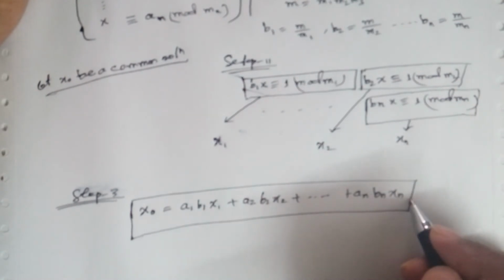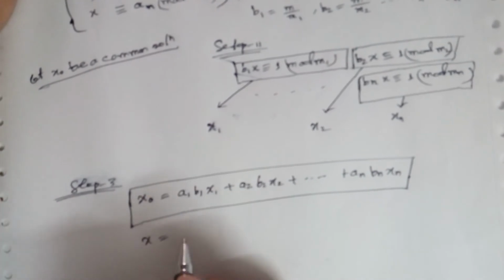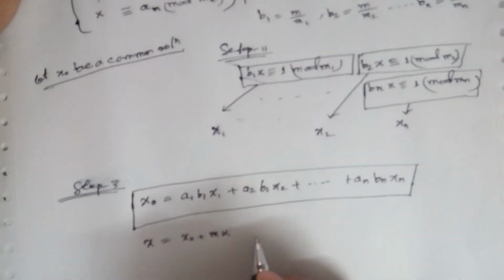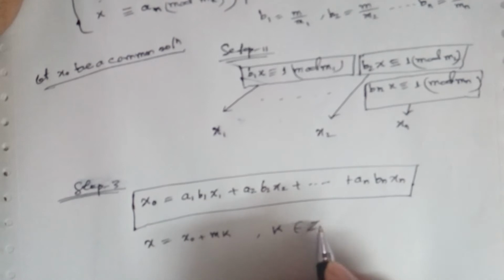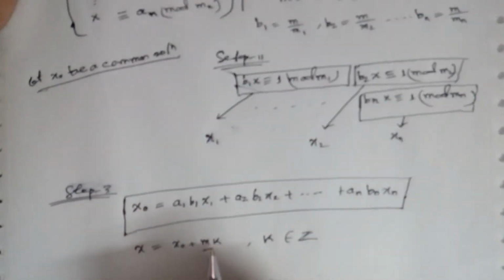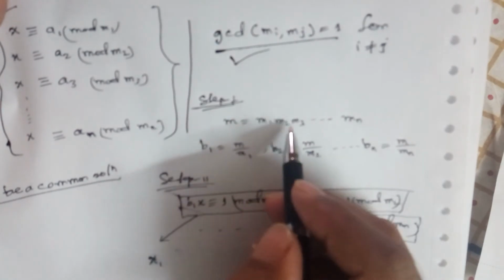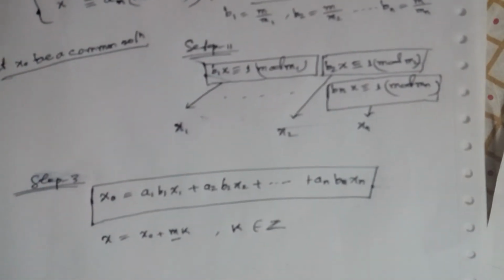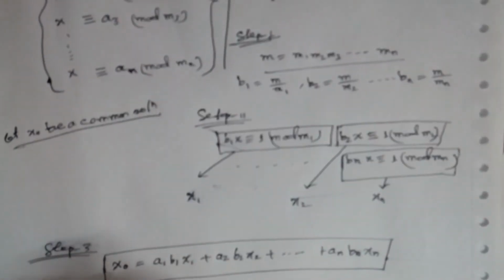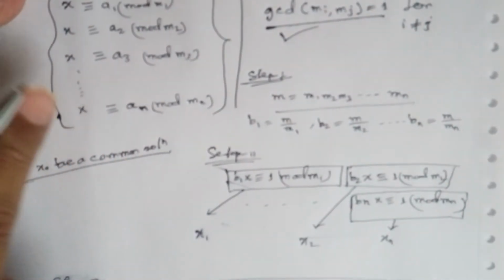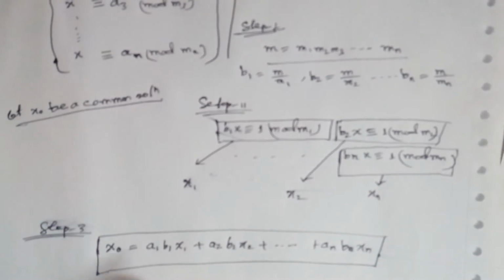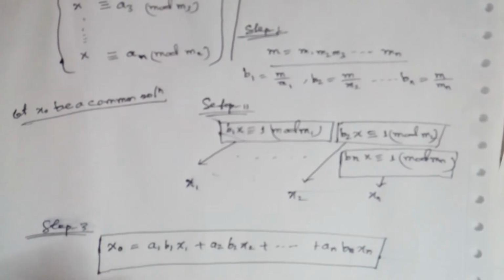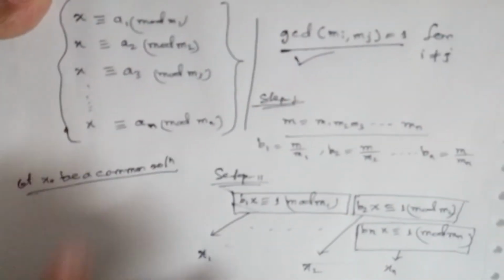Then we find the general solution x equal to x naught plus mk, where k belongs to Z, integers, and m is the product of the moduli m1, m2, m3, up to mn. That means this solution x naught is a solution of this system, but we get a general solution x equal to x naught plus mk, where k is any integer. This is also a solution of the system.